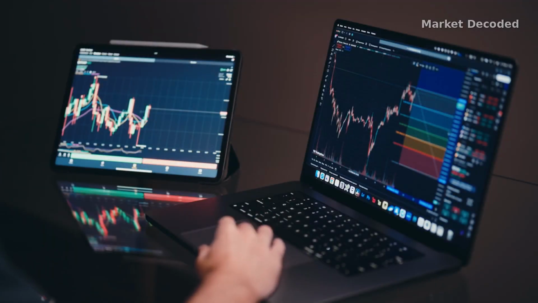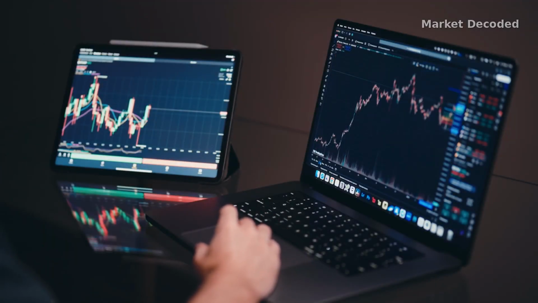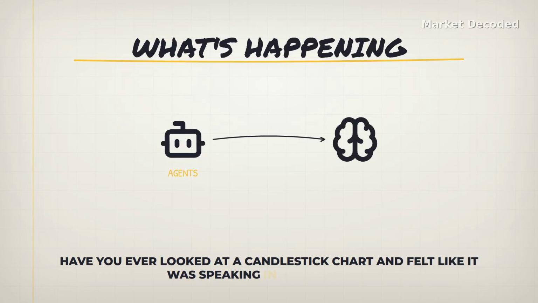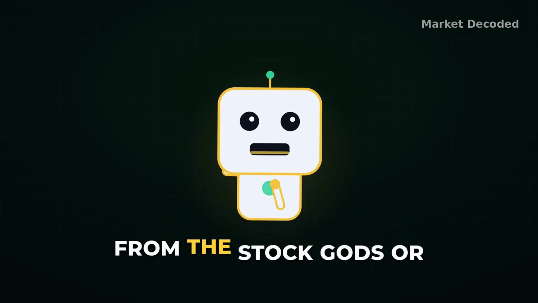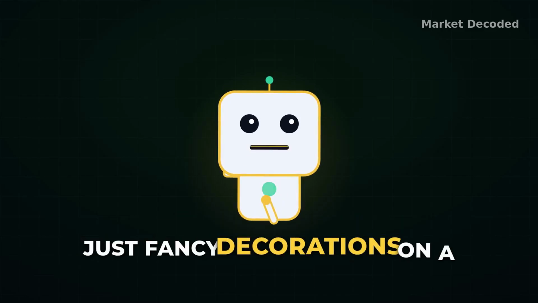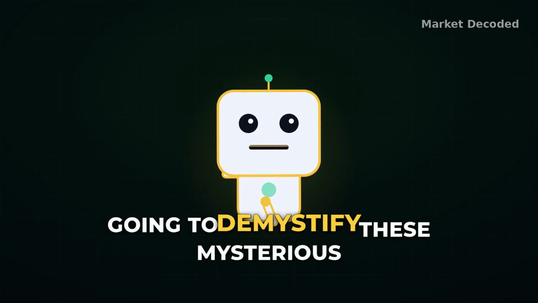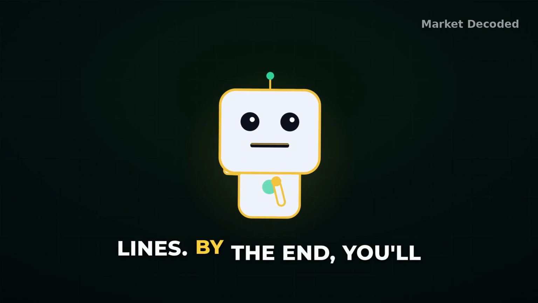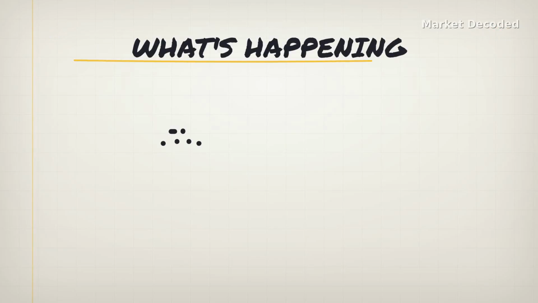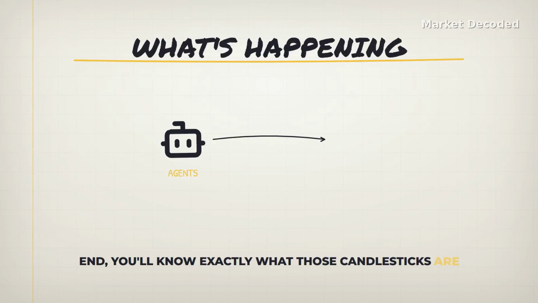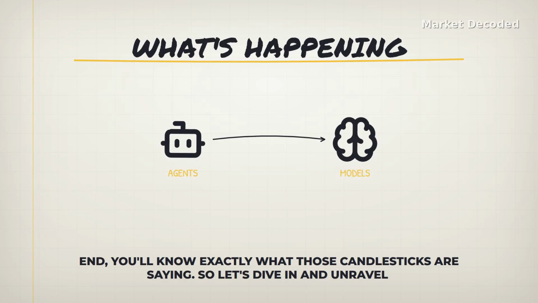Have you ever looked at a candlestick chart and felt like it was speaking in some kind of alien language? Those little lines and boxes, what could they possibly mean? Are they some cryptic messages from the stock gods, or just fancy decorations on the market dashboard? Well, today we're going to demystify these mysterious lines. By the end, you'll know exactly what those candlesticks are saying. So let's dive in and unravel this chart together.